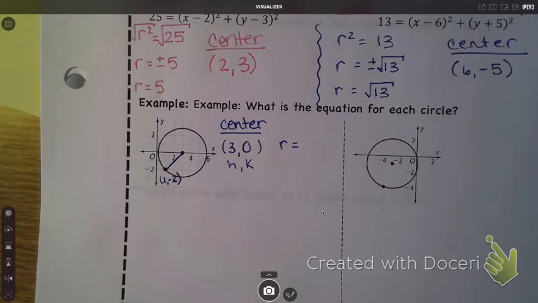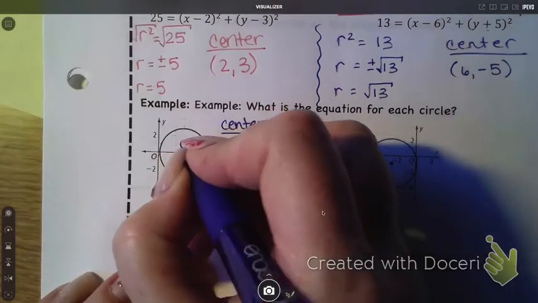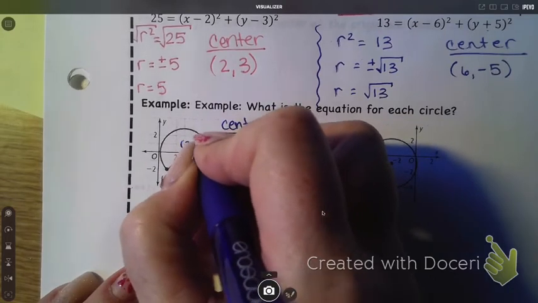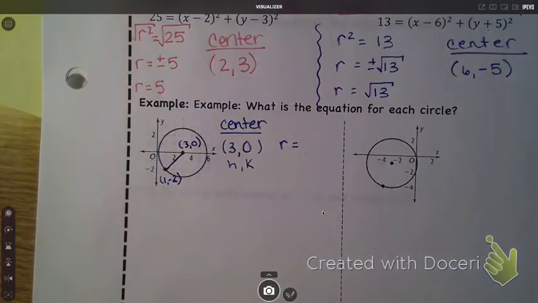How do I find the distance? The distance formula. So I need to use what 2 points? 3, 0, and what? 1, negative 2. So find your distance, like you've been doing the last 2 days.